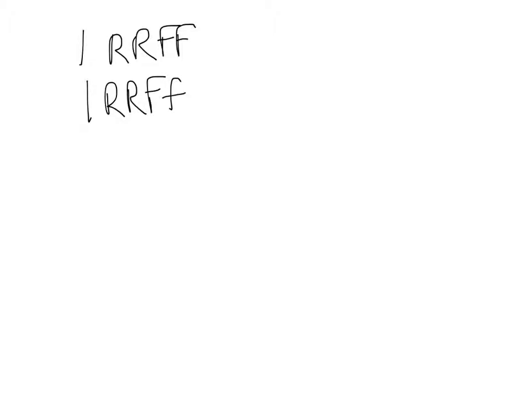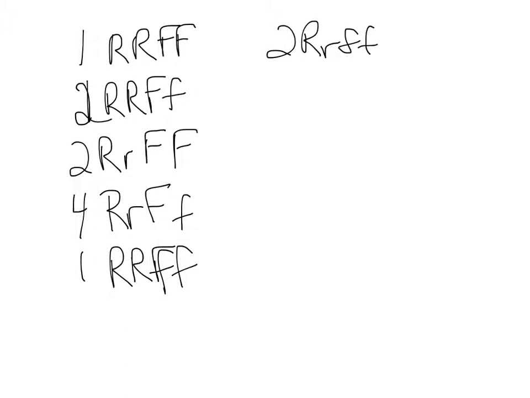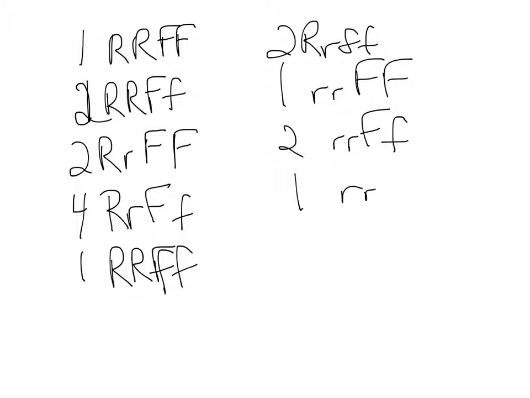All right, so if you counted all of your genotypes up by going through the Punnett square, you would have got 1 big R, big F, big F. 2 big R, big F, little f. 2 big R, big F, big F. 4 in a diagonal of big R, big F, little f. 1 big R, little f, little f. 2 big R, little f, little f's. 1 little r, big F, big F. 2 little r, big F, little f's. And 1 little r, little f, little f.